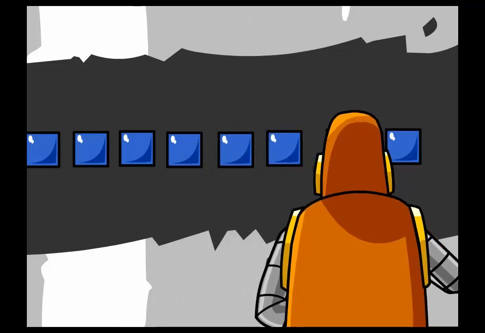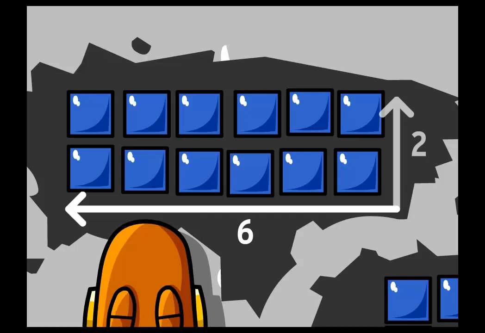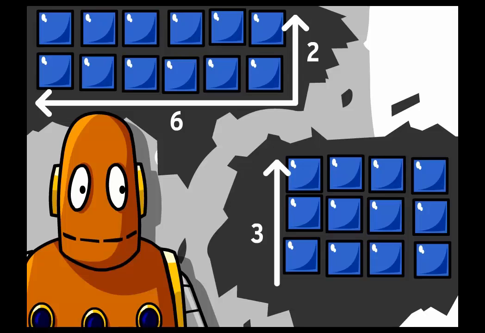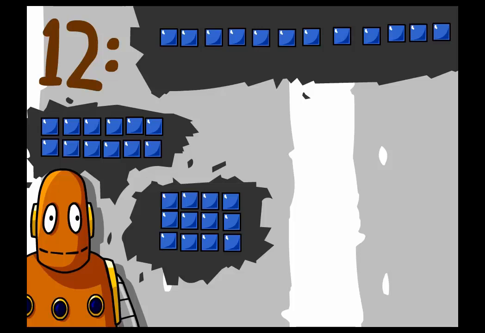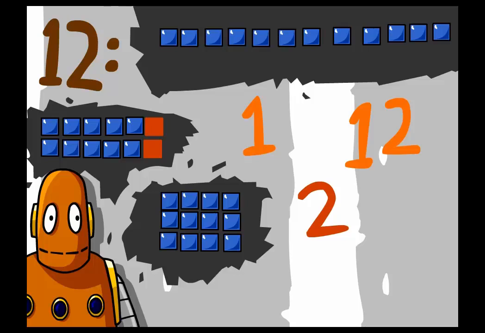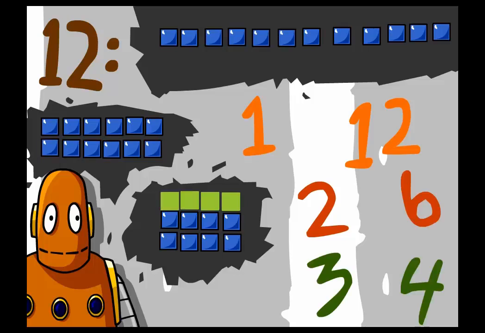Let's look at all the different ways we can arrange 12 tiles on the wall. Here we've got one row of 12 tiles. 12 times 1 equals 12. 6 times 2 also equals 12. And 3 times 4 will get you to 12 too. Our little tiling experiment shows that 12 is divisible by 1, 12, 2, 6, 3, and 4. That means these numbers are all factors of the number 12.